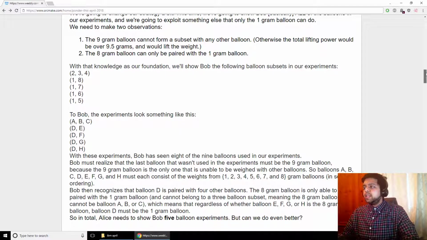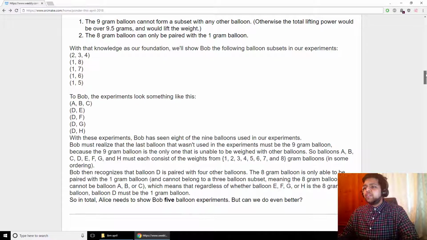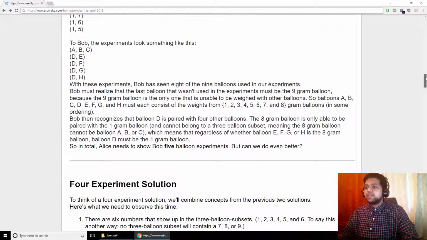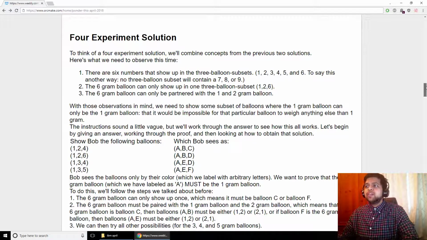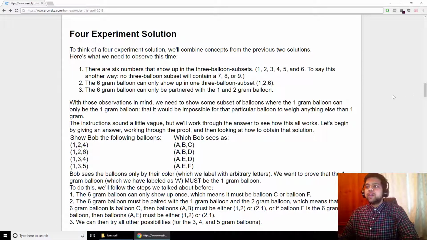So that's a pretty good answer, and I thought 5 was the actual answer. But it turns out that you can do this in 4 experiments. And it took a little bit of work, to be honest with you, and we're going to go through a process to see how this works out. But yeah, so there's a 4 experiment solution. We can do even better.